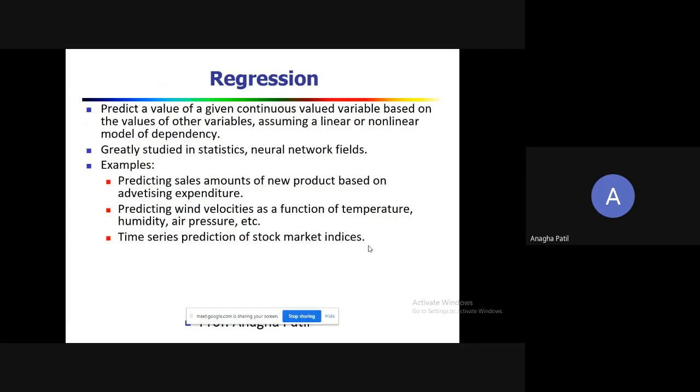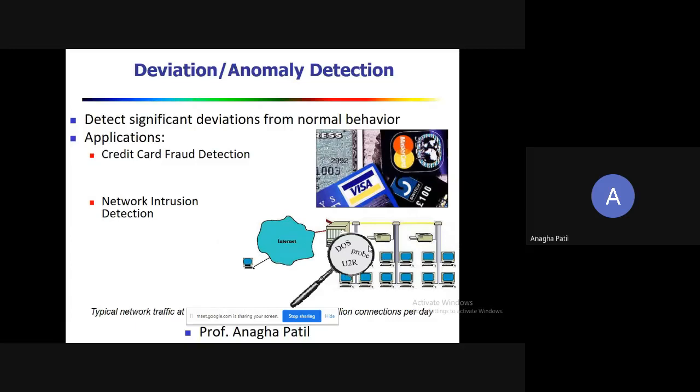And the final data mining task that we have is deviation or anomaly detection, where we detect significant deviation from normal behavior. As we have seen, there are different fraud detection techniques. One of them is deviation or anomaly detection, which can be used for credit card fraud detection. It can also be used for network intrusion detection.